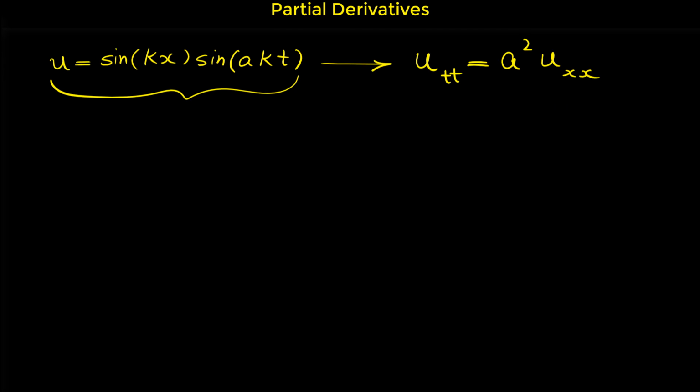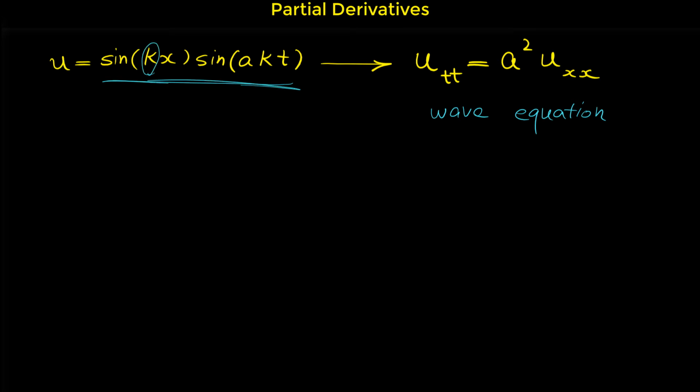This equation here is one of the famous equations in physics, and it is actually the wave equation. So we want to prove that this function is a solution for the wave equation. Note that in this function, k and a are constants, and only x and t are the variables of this function. So u is a 2-variable function.